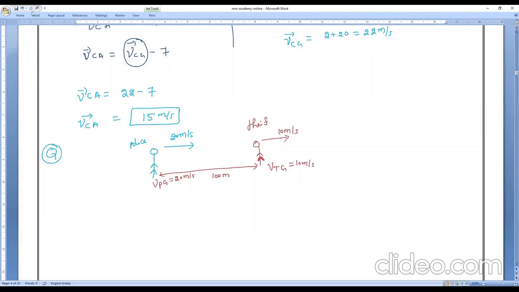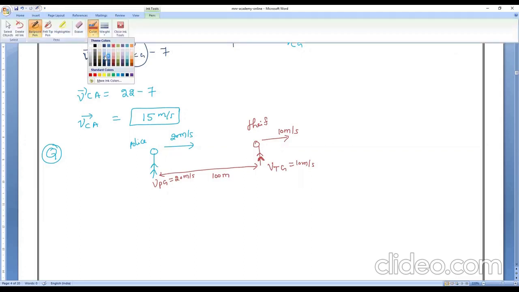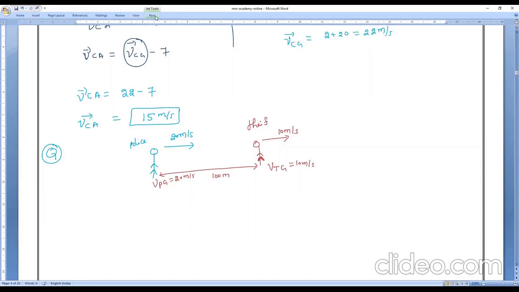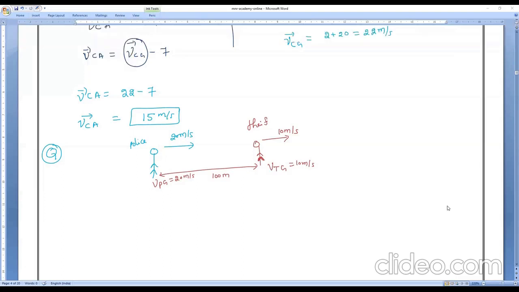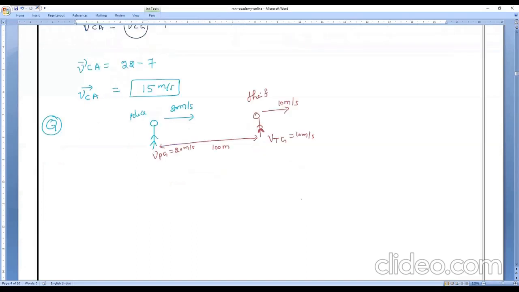First you tell me, can the police catch the thief? Yes. Why? Because the police has greater velocity than the thief. Is it okay, guys? Understood? So let me take now.